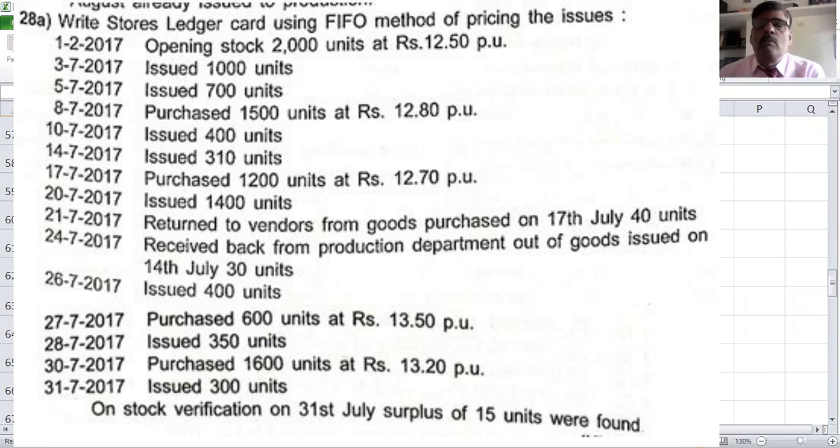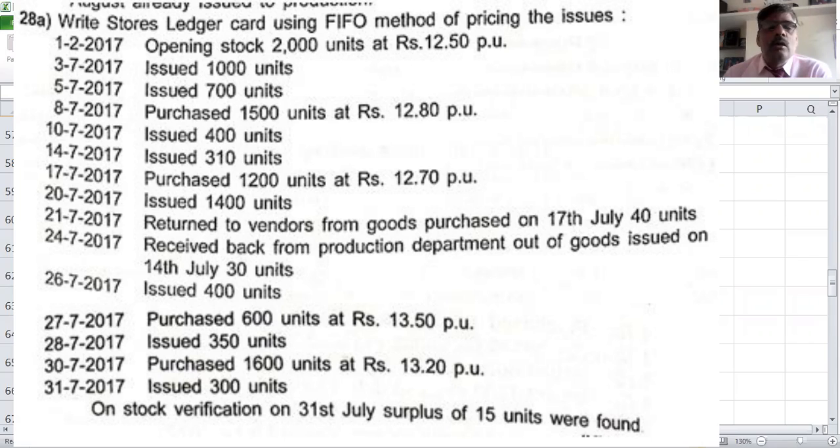Okay, I'll take this problem on the LIFO method. They asked you to solve under the LIFO method and check your answer. I'll solve the same problem on the LIFO method, not the FIFO method. Remember this. Opening stock goes to the closing balance. Issues are recorded in the issue column.